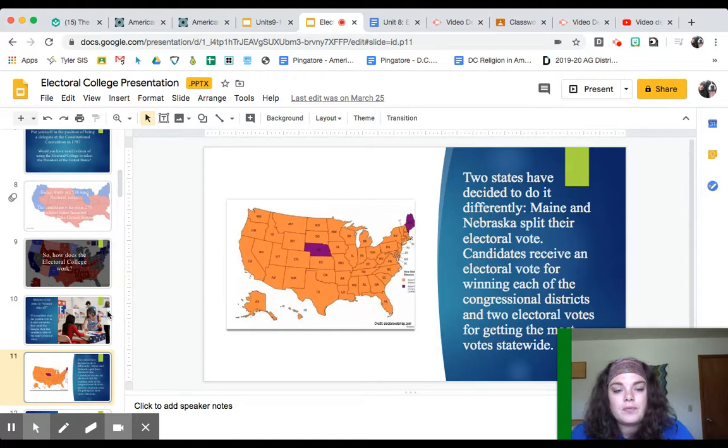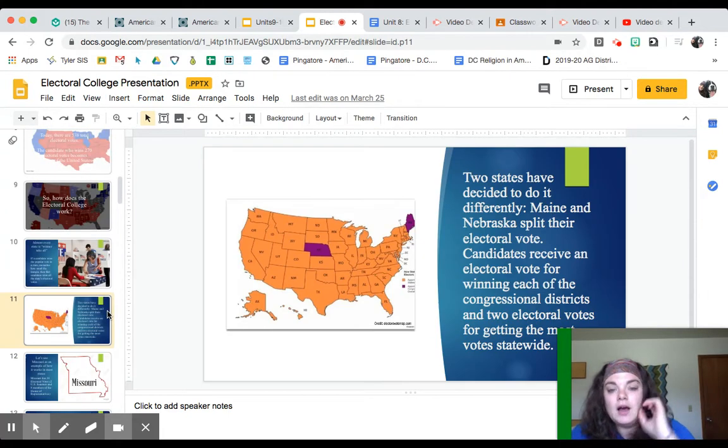So candidates receive an electoral vote for winning each of the congressional districts, and 2 electoral votes for getting the most votes statewide. So you get votes based on the districts you win, which works like the way the House of Representatives does. And then you get an additional 2 if you won the most votes in the state.